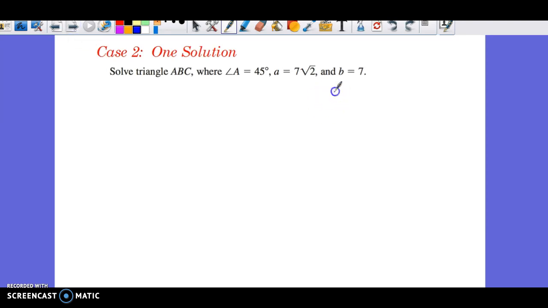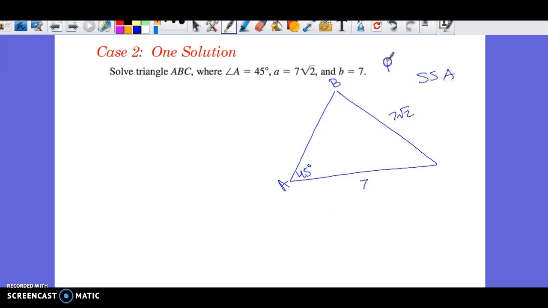This is a case 2 problem, which is an angle-side-side problem. So I've got angle A and side A. I've got angle B and side B. So this is angle-side-side. This is one of the ambiguous cases, so one of 3 things will happen. This one, I'm telling you, we're going to just have one solution.